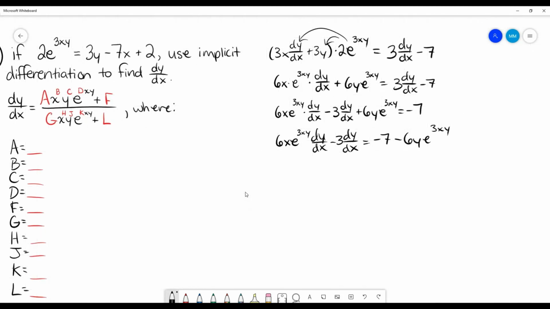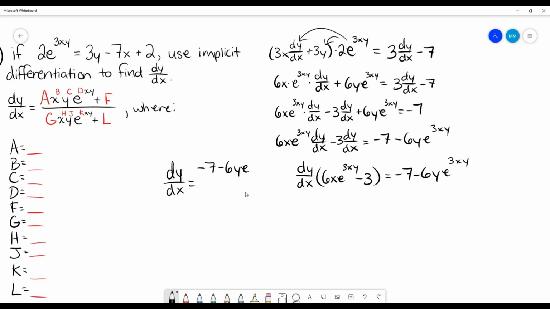All right, we're making progress. Now, on this side, both of my terms have a dy dx in them, so I can factor that out. So dy dx times this bit here, 6x e to the 3xy minus 3, equals this over here. And now to get my dy dx alone, I just have to divide everything by this here. So I'm going to write that over here. dy dx equals negative 7 minus 6 times y times e to the 3xy, over 6x e to the 3xy minus 3.